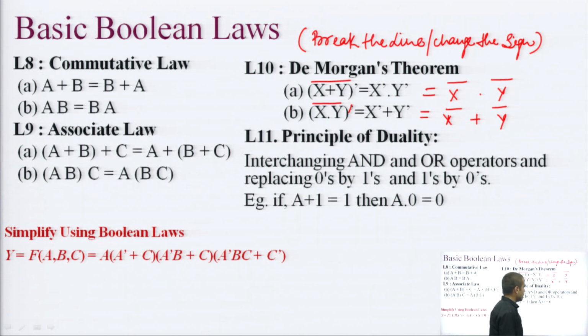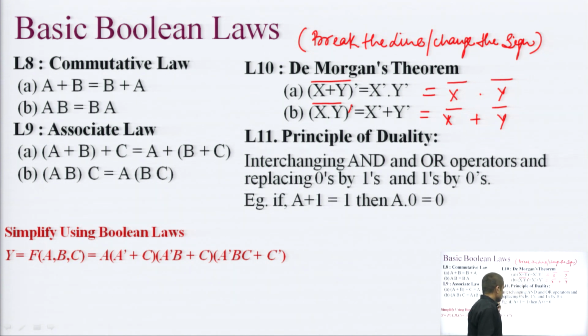Now, the principle of duality, it says that we can interchange AND, OR operators and replace 0 by 1 and 1 by 0. That means, we can interchange ones and zeros and we can interchange AND, OR operators, and by doing this, if the property still holds, then we can say that the expression is a dual expression.